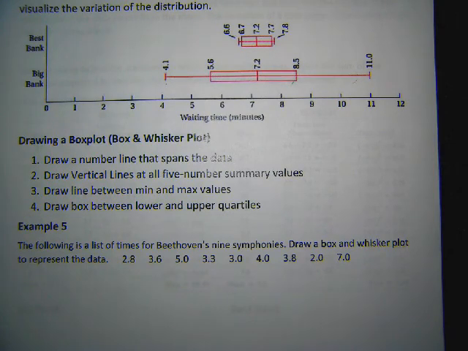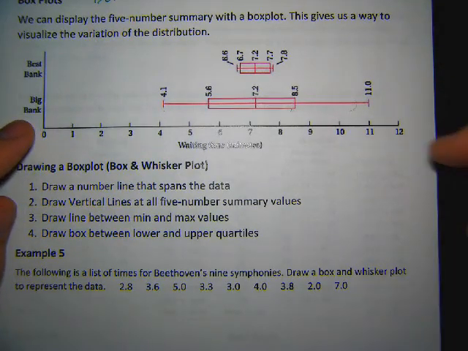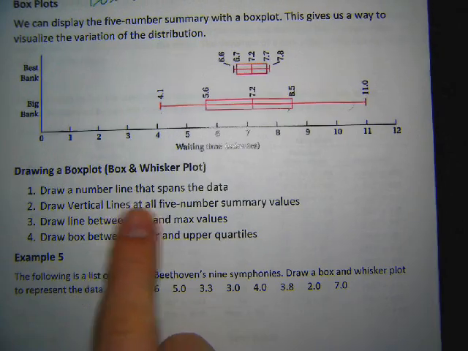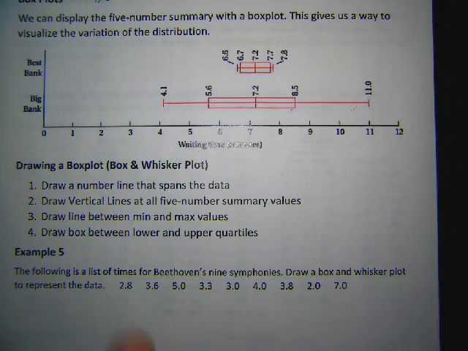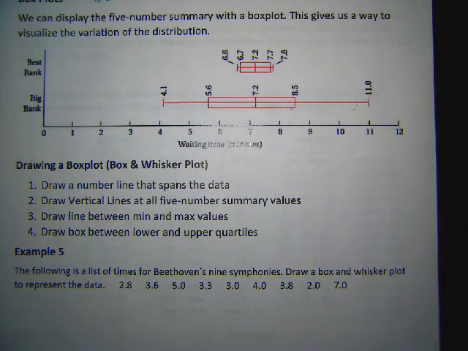So to draw a box whisker plot, first you need a number line. The number line should be big enough that it fits all your data. So you see here they went from 0 to 12 because the biggest number they had was 11, so it fits all their data. So draw a number line that spans all your data. Draw vertical lines at the 5-number summary. So at each point in the 5-number summary, you're going to draw a vertical line.